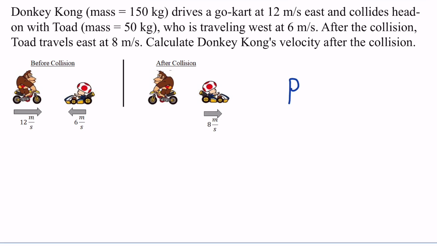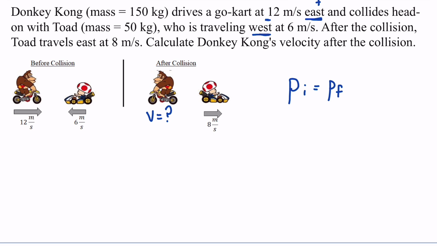All right, so conservation of momentum, initial momentum equals final momentum. Now here I have to be careful with signs because they're going in opposite directions. So I have east and west as the directions here. So I'm going to say that east is positive, which means then that west is negative. And then I'm trying to find Donkey Kong's final velocity. If that final answer is a positive number, I know that he's going east after the collision. If it's a negative number, then I know he's going west after the collision.